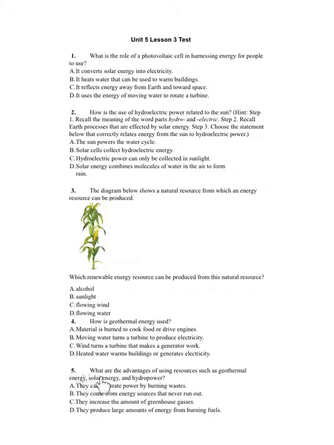Number 5. What are the advantages of using resources such as geothermal energy, solar energy, and hydropower? A, they can generate power by burning wastes. B, they come from energy sources that never run out. C, they increase the amount of greenhouse gases. D, they produce large amounts of energy from burning fuels.